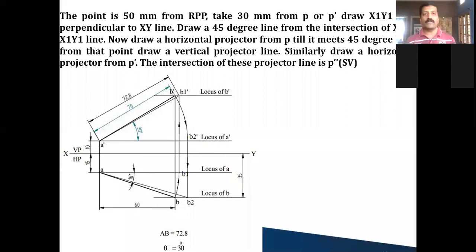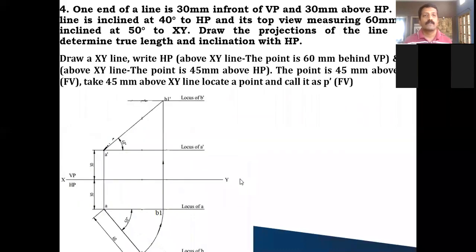So this is how you can complete the entire projection asked in the question. We need to find the true length. You measure any one of the true lengths, either in the top view or front view. And the true inclinations, that is theta and whatever is asked, you find out at the end. So those are the answers. One more variety we'll discuss.